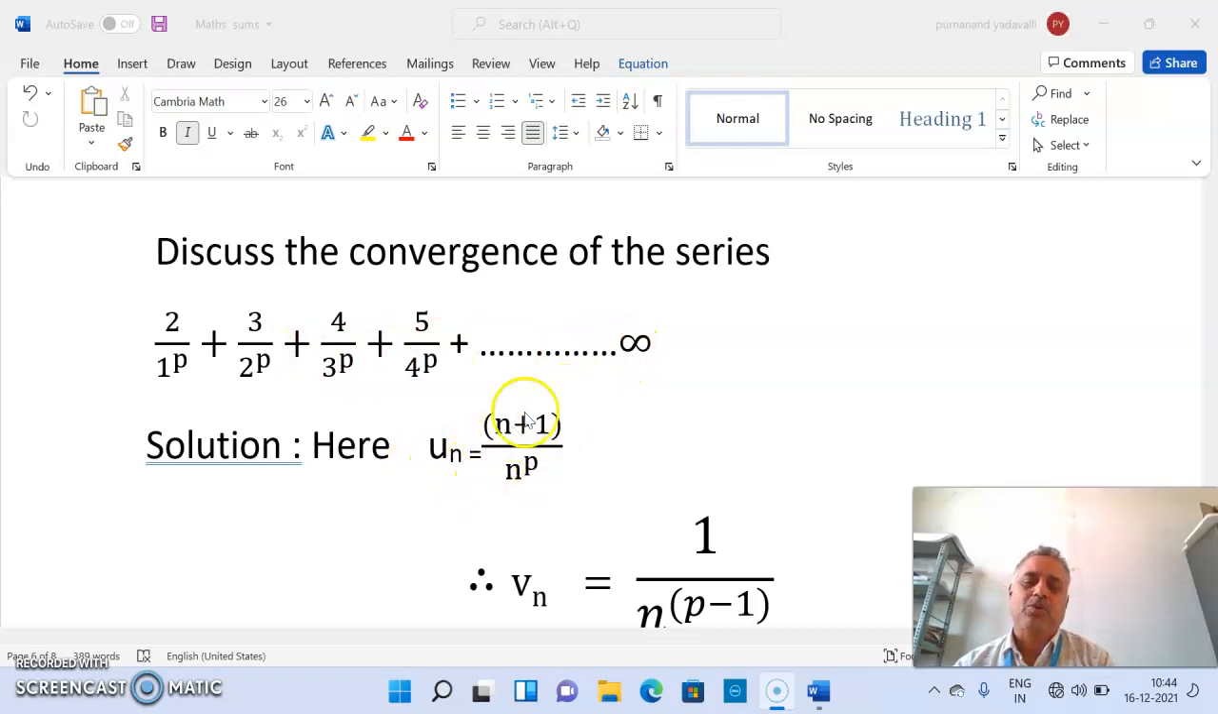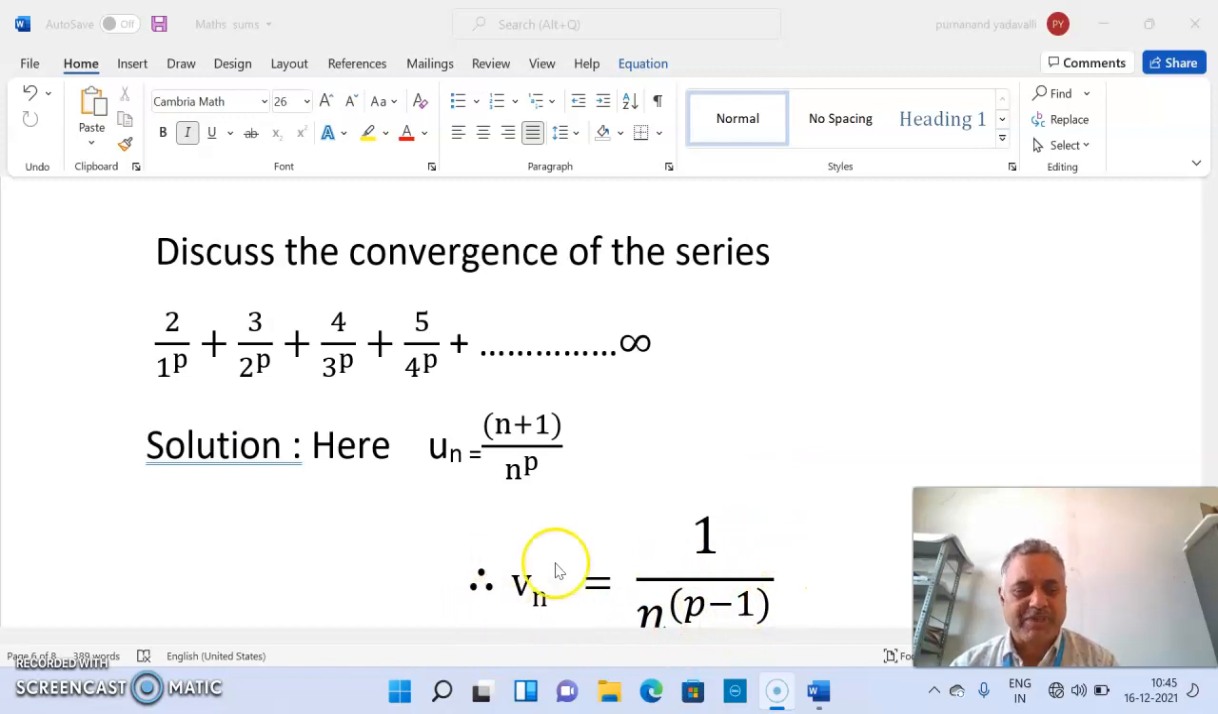So now un is equal to n plus 1 by n power p. We want to do this problem by the comparison test. So we consider the series Vn, that is equal to 1 by n power p minus 1. We choose Vn in the following manner. We take the n powers in the numerator by n powers in the denominator. So n power 1 in the numerator, n power p in the denominator. So that is n by n power p. We can write n by n power p as 1 by n power p minus 1.